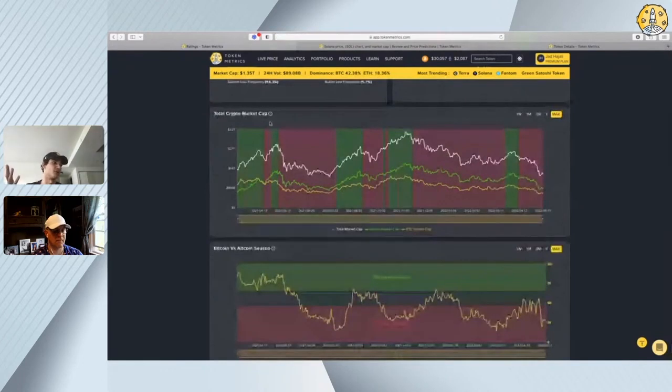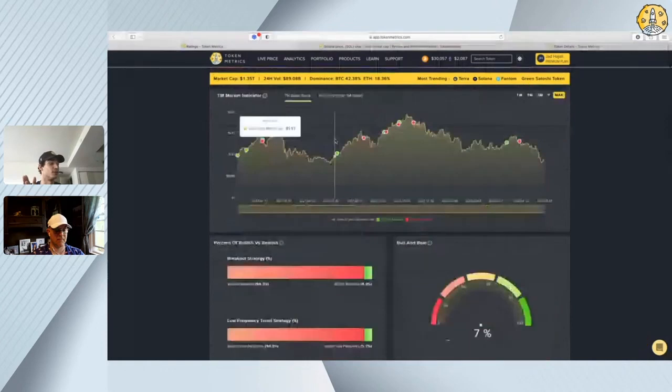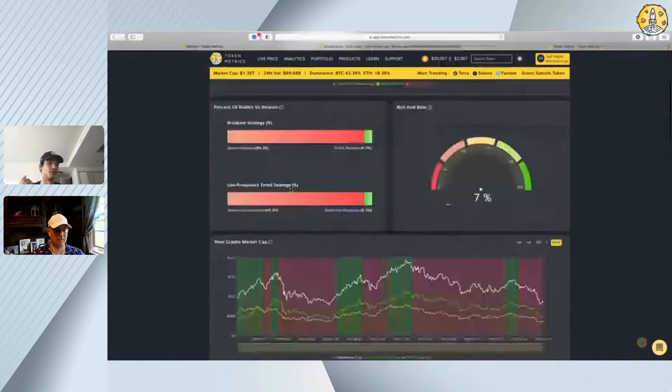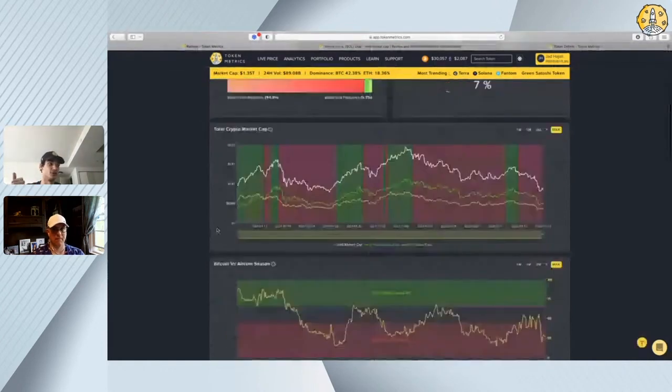This is a very simple chart. We're just showing the total crypto market cap, the Bitcoin market cap, and the altcoin market cap. Here, altcoin is essentially total crypto minus Bitcoin, and the colors red and green are the signals overlaid on these charts. Essentially, what we want to see is: is the altcoin market outperforming Bitcoin during bull trends, and is Bitcoin outperforming altcoins during bearish trends? And this chart helps you see that.